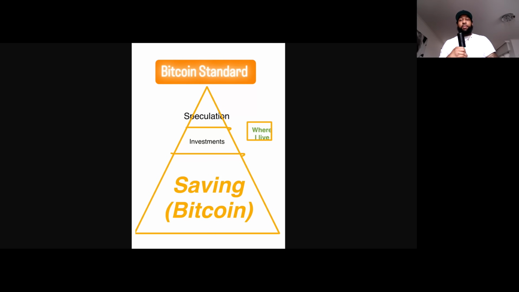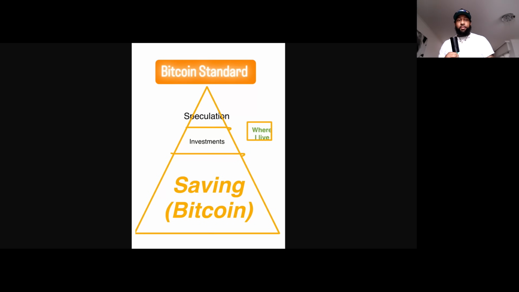Is my house up or down in dollars? I don't know. Is it up or down in Bitcoin? It's down. That's why I don't even count it, right? Because I know it's down. Because I know nothing's going to outgrow Bitcoin, right? So I hope that makes sense. I hope I don't sound too crazy when I say that, but that's how I look at it.